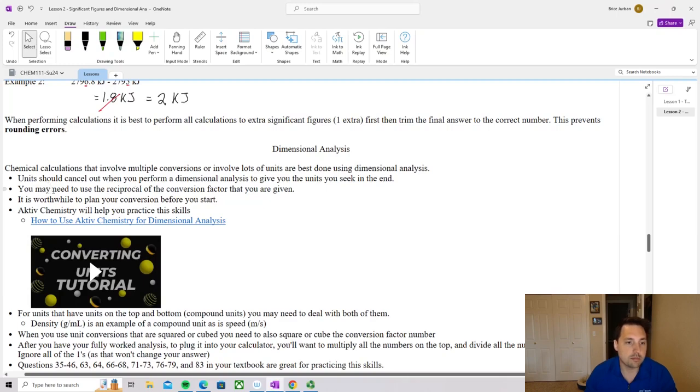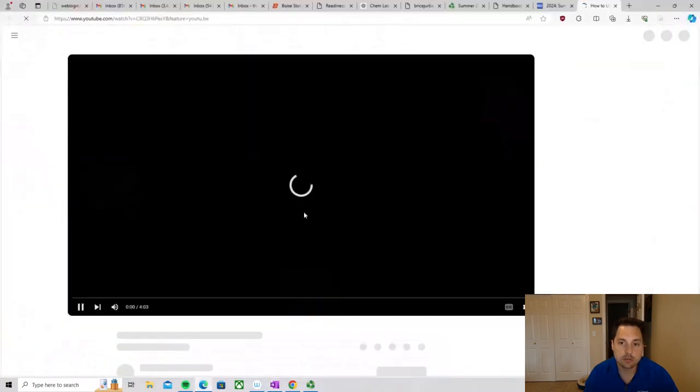You may need to use the reciprocal of the conversion factor that you're given. So if you are given a conversion factor, you might need to flip it. It's worthwhile to plan how you're going to do your conversions before you start actually carrying them out. And the homework platform we're going to use is going to help you prepare and practice these skills. There's a link here on how to use Active Chemistry for dimensional analysis.